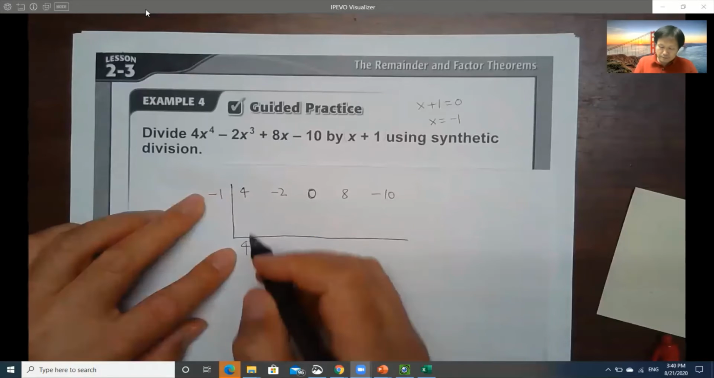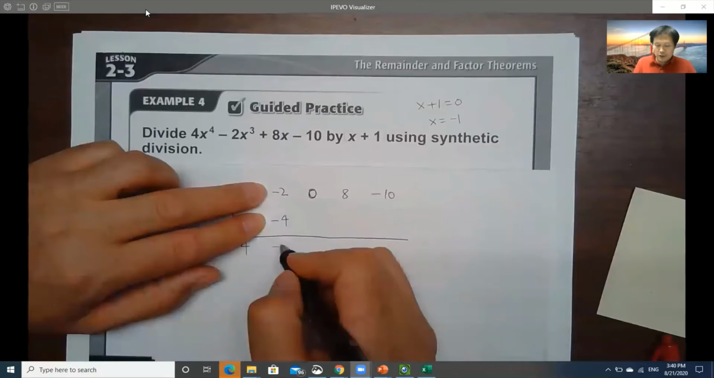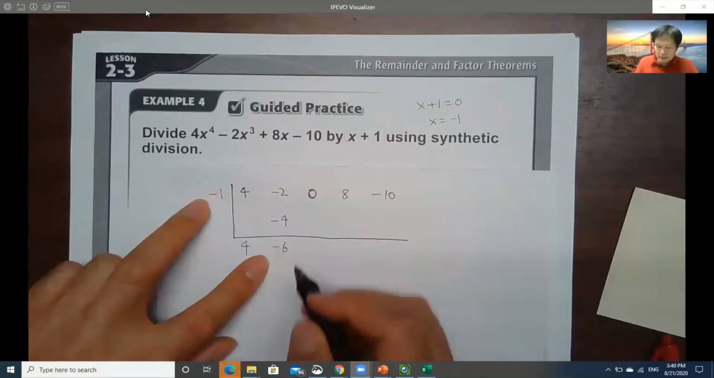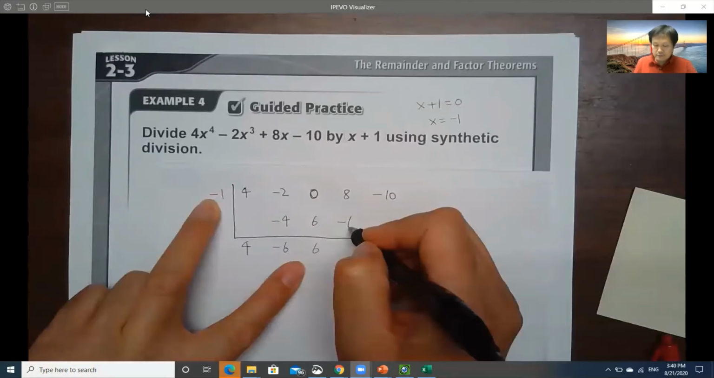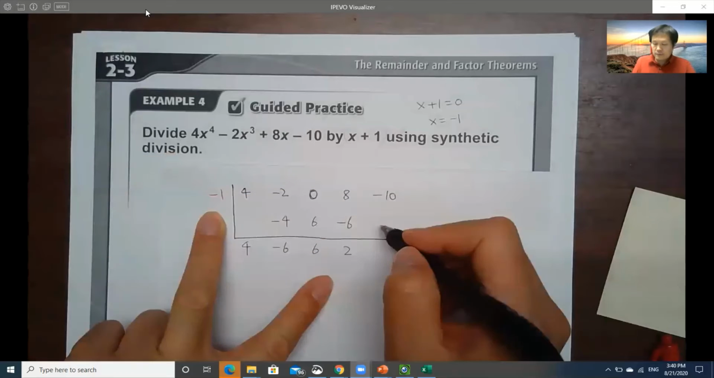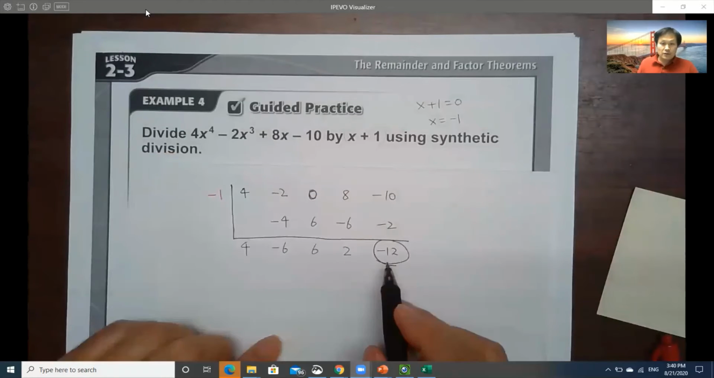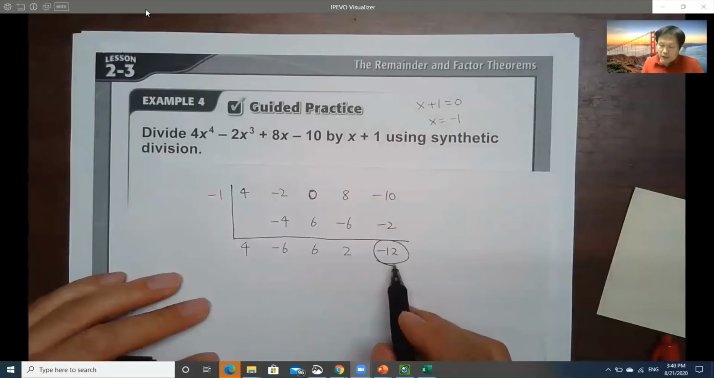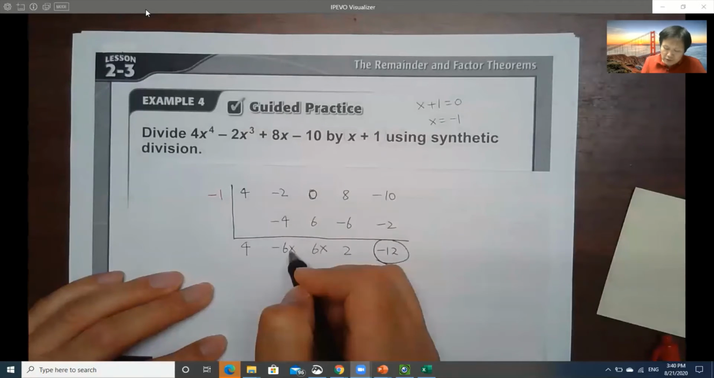Multiply. Add inside. Multiply. Add. Multiply. Add. Multiply. Add. Last number is a remainder. Then what do you do with that? Leave him alone. Pro x there, pro x squared there, pro x to the cubic there.